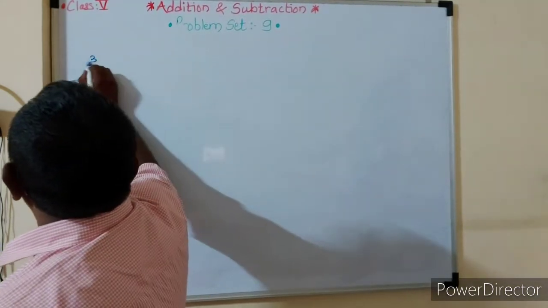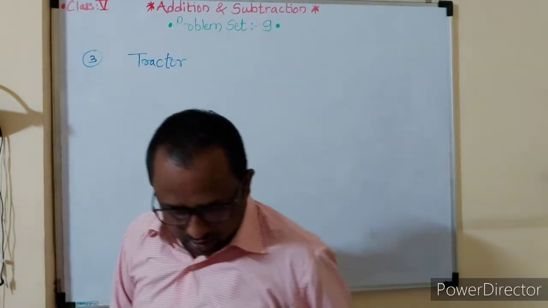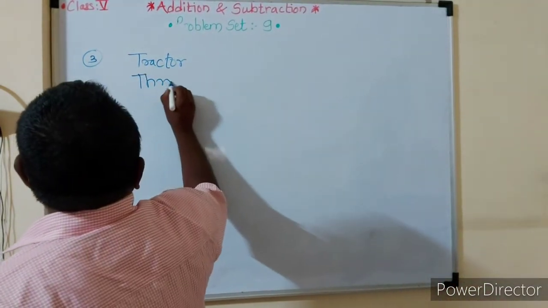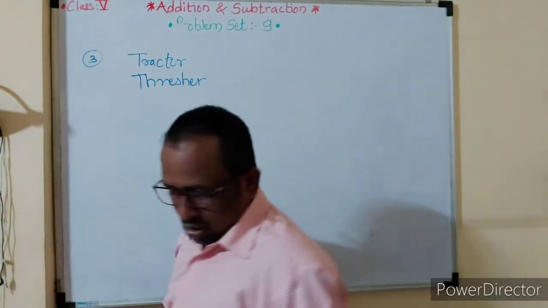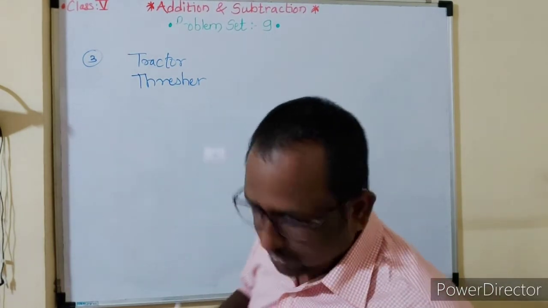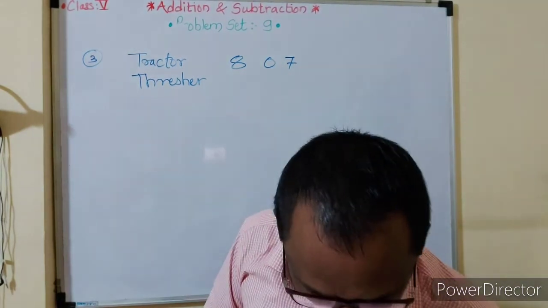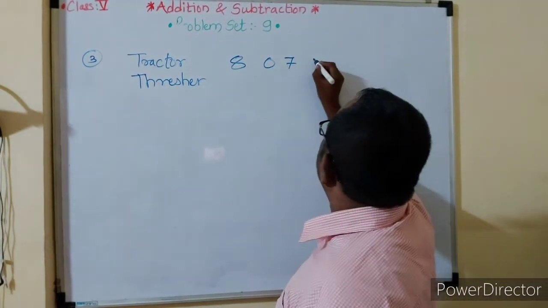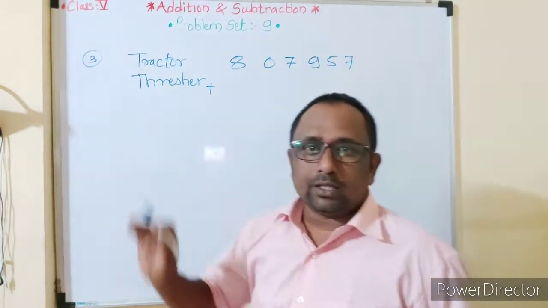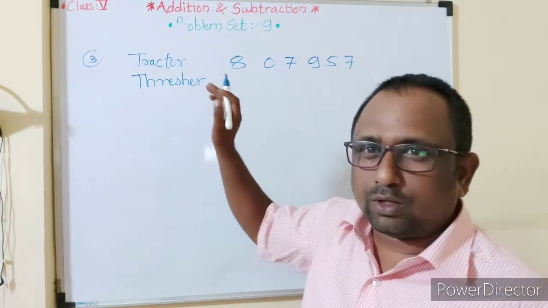This is the third example. Tractor, and next, what is that? Thresher. Okay, so the thresher. The cost of the tractor is 8 lakh, 8,07,957, plus the thresher. This is also a machine farmers use for farming purposes.